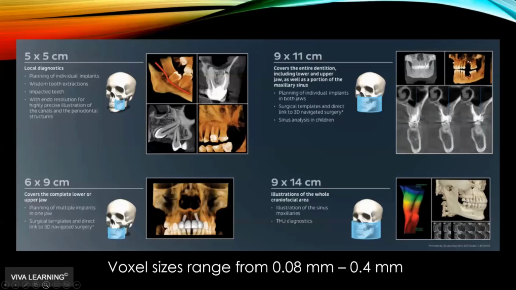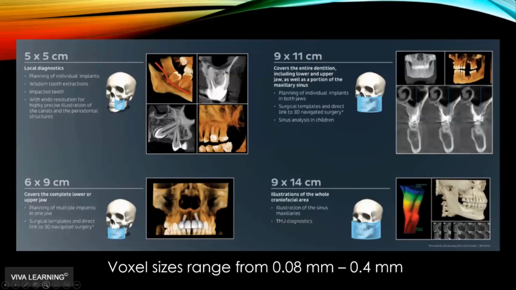So the smaller fields of view would be endo applications. The 6 by 9 would be for one of the arches. You would always want to have the opposing occlusion just to make sure that your implants are fitting in with your occlusal scheme. The 9 by 11 would give you both the maxilla and the mandible, and the 9 by 14 would give you that wide field of view so that you can actually see the temporomandibular joints, and you'd also get some airway in there if you were interested in airway evaluation.